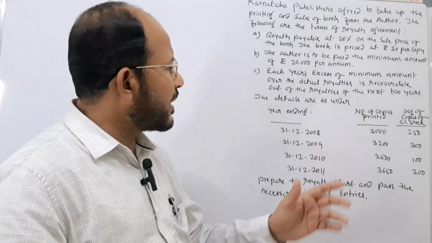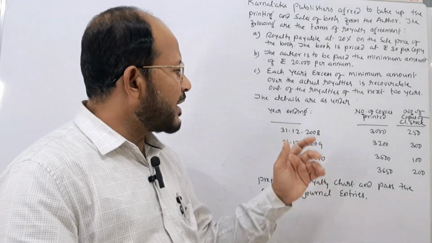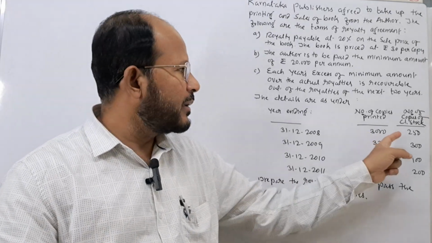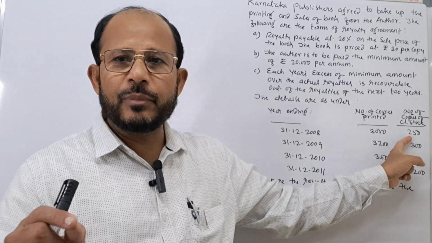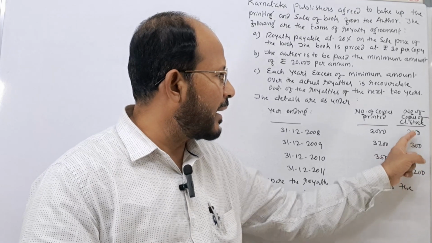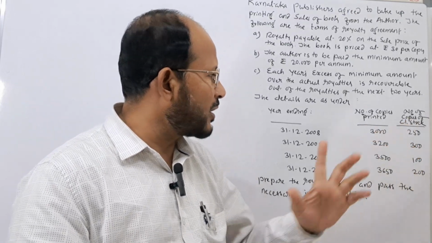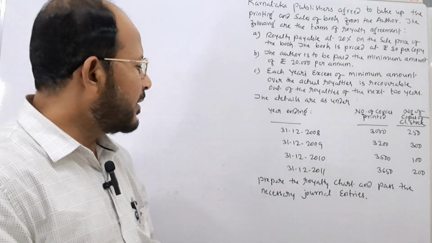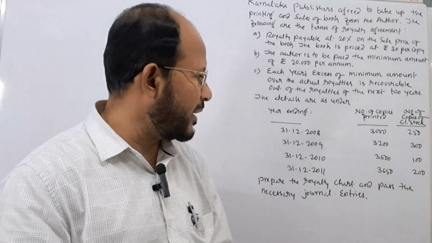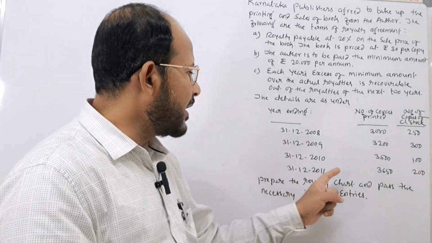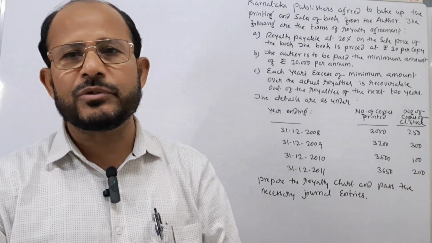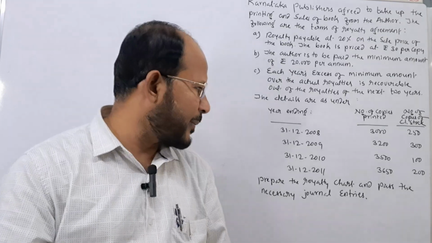Just you see what details are given here. In the year 2008, 3,000 books were printed and at the end of the year 250 were in stock, and in the year 2009 3,200 books were printed and the number of copies in closing stock at the end of the year was 300, and in the year 2010 3,500 books were printed and 100 books were in stock at the end of the year, and in the year 2011 3,650 books were printed and 200 books were in stock at the end of the year.